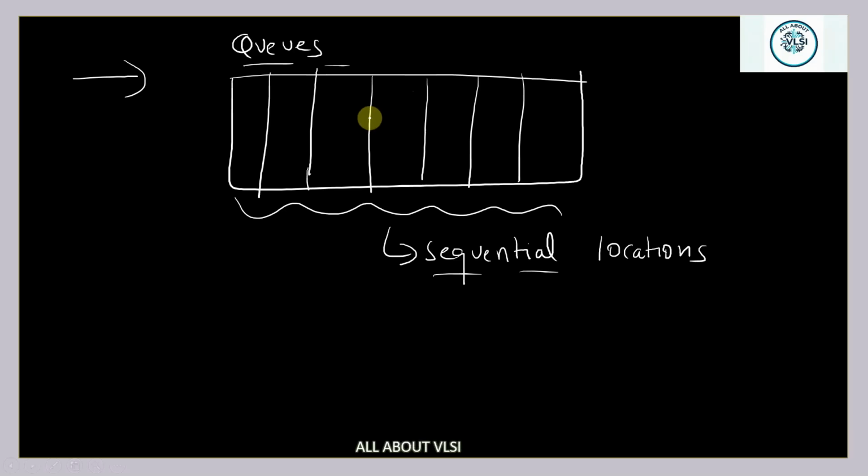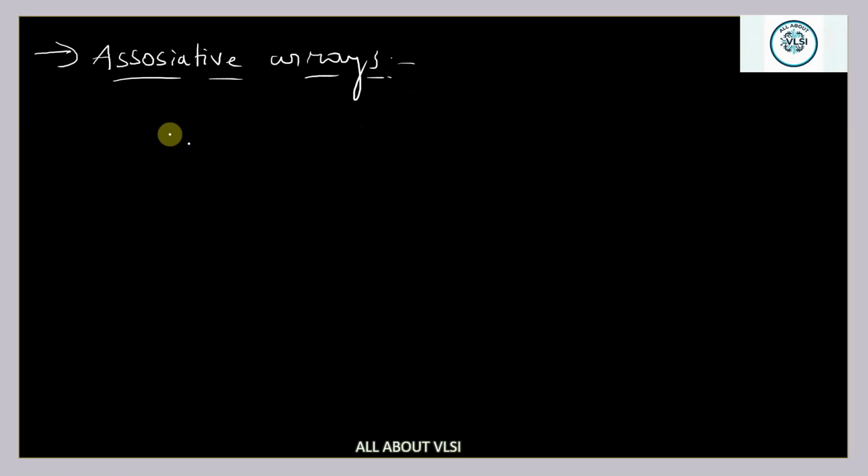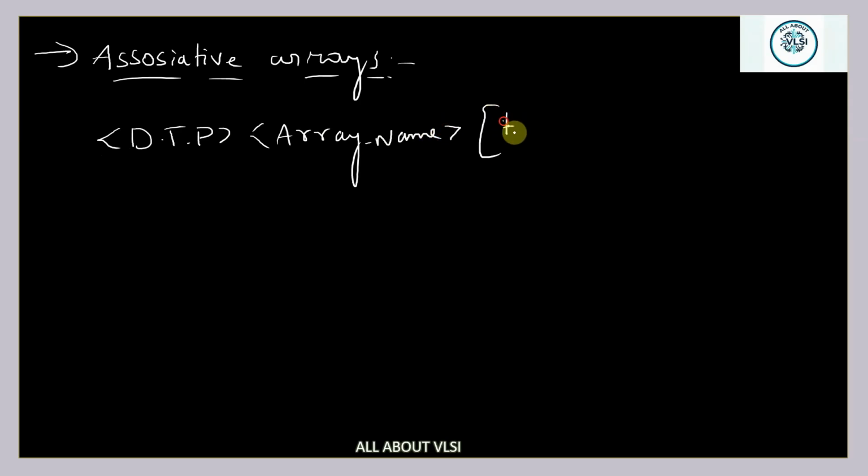So to overcome these issues which I was facing in dynamic arrays and queues, I'm going to use something known as associative arrays. There are many special things about associative arrays that we are going to see in this lecture. First of all, let us see the syntax. The syntax is again the same: data type followed by the array name, followed by the star symbol.